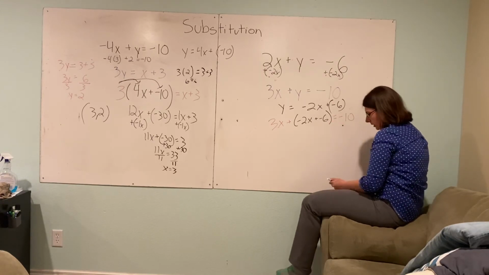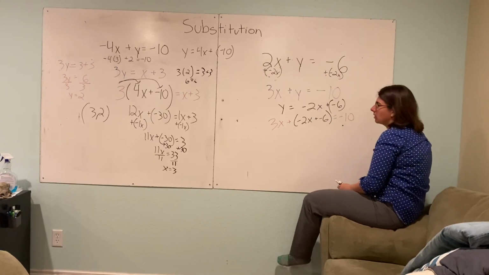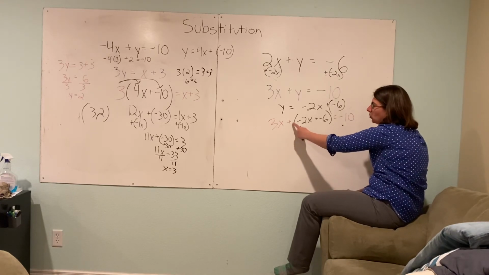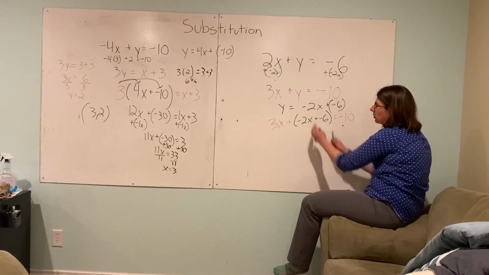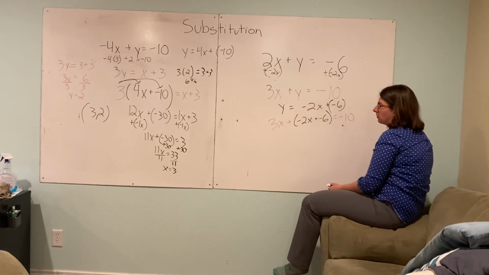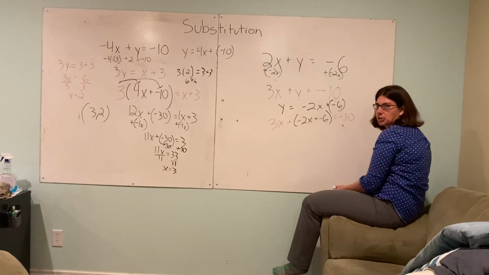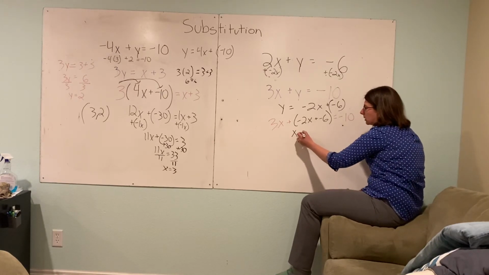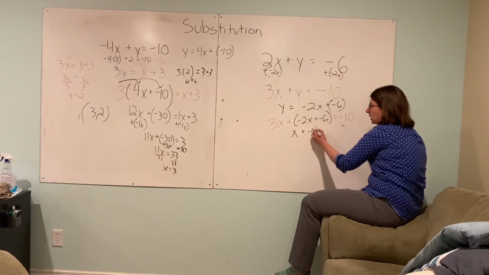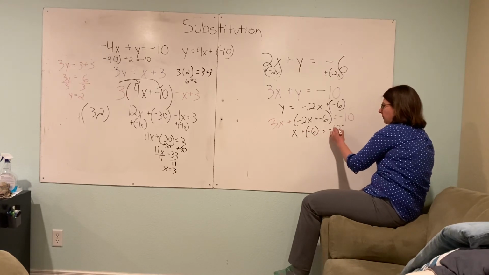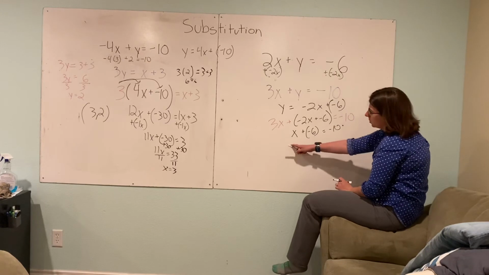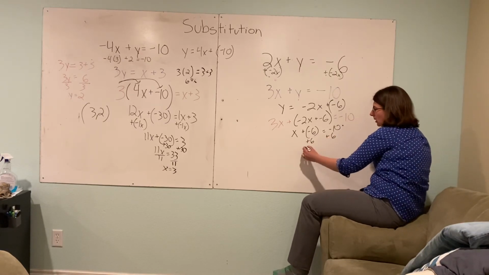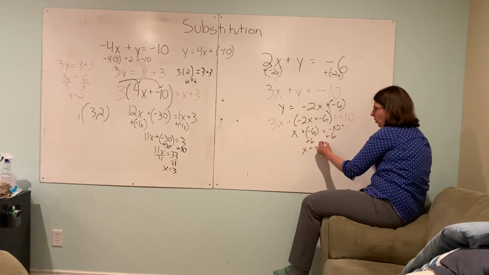So again, we're dealing with just one variable, so now we can use our solving equation skills. There's nothing out here to distribute, right? We put it in parentheses, so I know that I was putting that in place of y. So we can combine our like terms. 3x plus -2x is 1x or x. So we have x plus -6 equals -10. To isolate x, we're going to need to add 6 to both sides. X is going to equal -4.